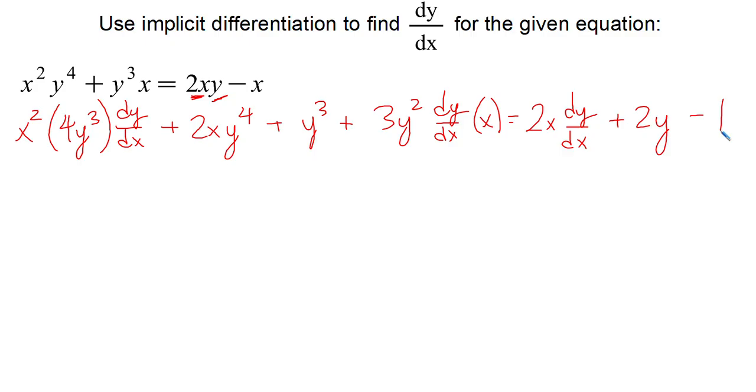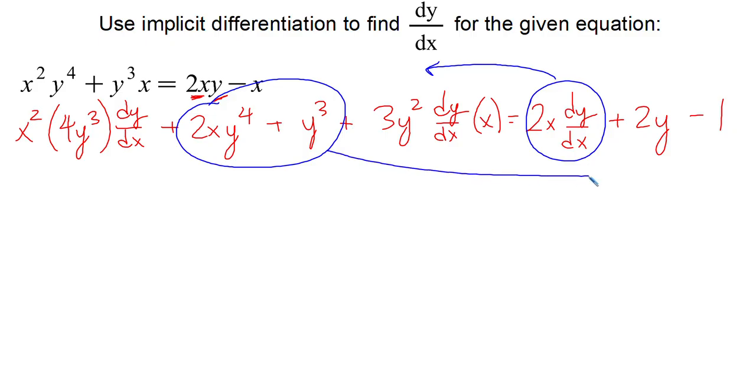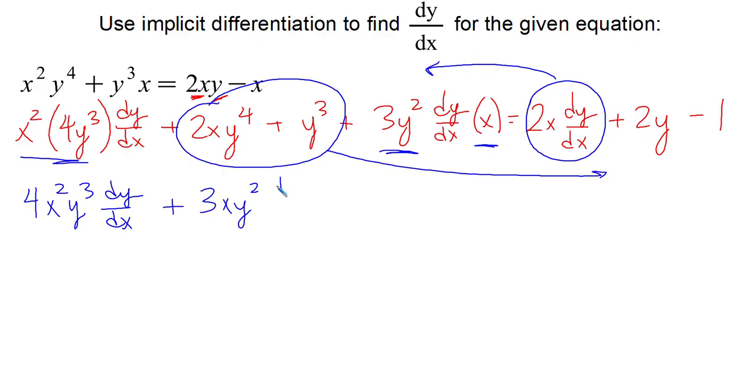So now we're going to gather all of the dy dx terms to one side. That means this one is going to get brought over to the left-hand side, and I'm going to bring my 2xy to the fourth and my plus y cubed over to the right-hand side. As I do this, I'm going to clean up some of these things. So this is going to be 4x squared y cubed dy dx. And then we're still going to have the plus the 3y squared and the x, so that's going to be rewritten as 3xy squared dy dx. And then we're going to subtract 2x dy dx.